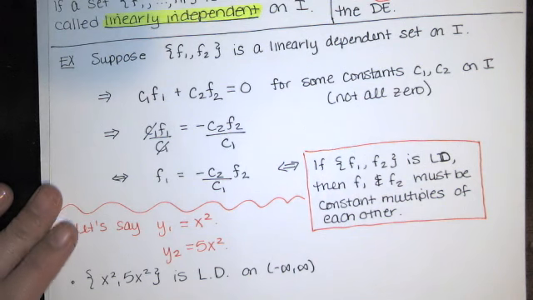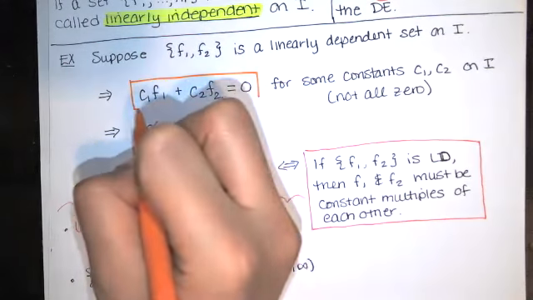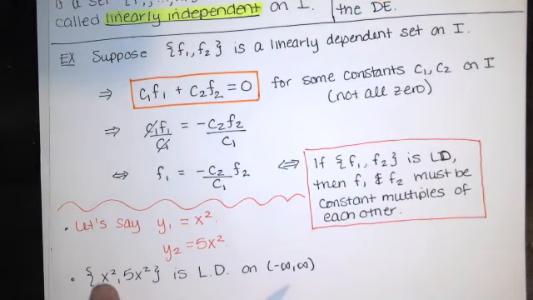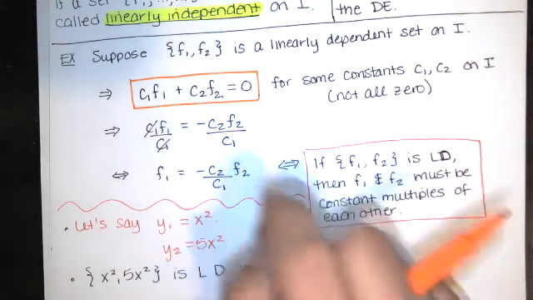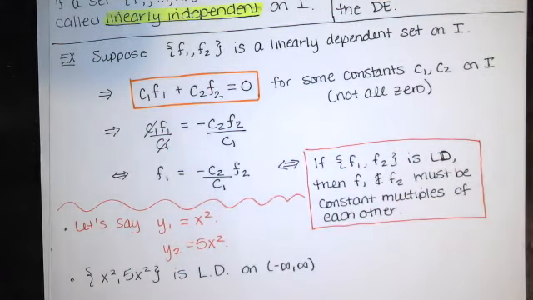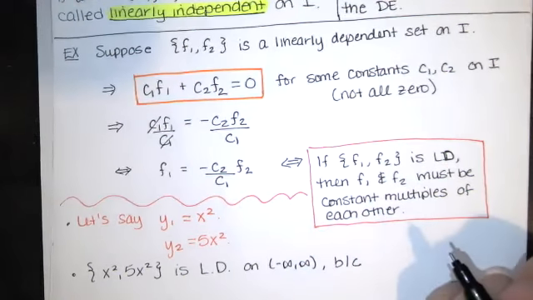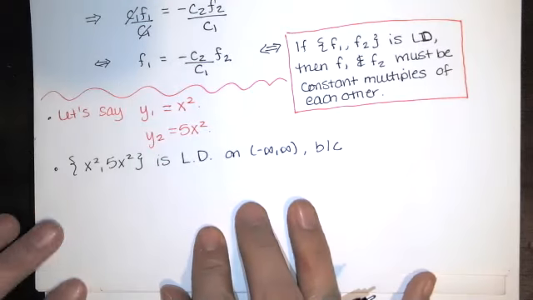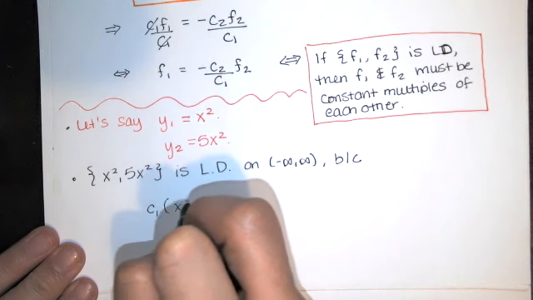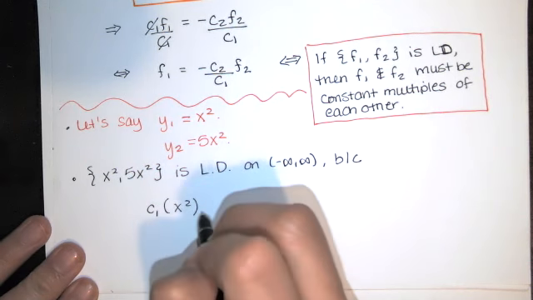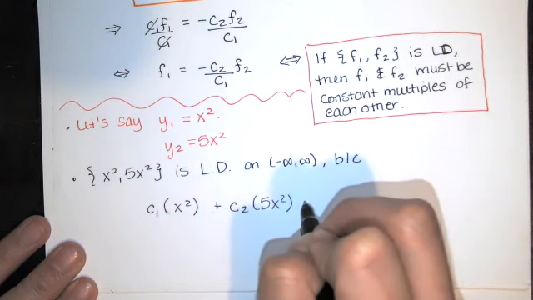You could say to yourself, okay, is it possible for me to take one of these functions, multiply it by a constant, and take the other function and multiply it by a constant and add them together and get 0? Or in other words, is it possible to choose C1 and C2, not both 0, such that C1 times x squared plus C2 times 5x squared is equal to 0?